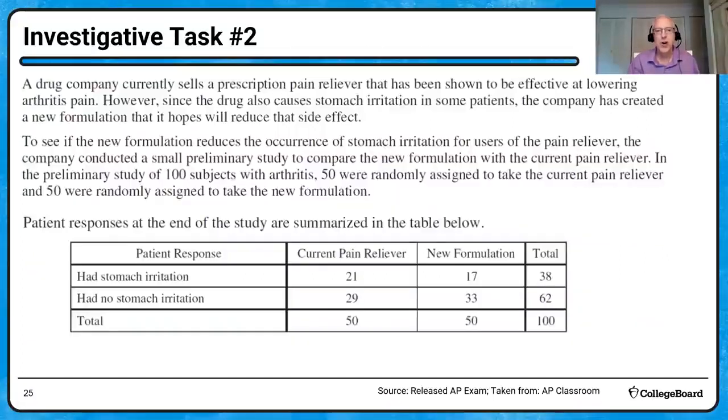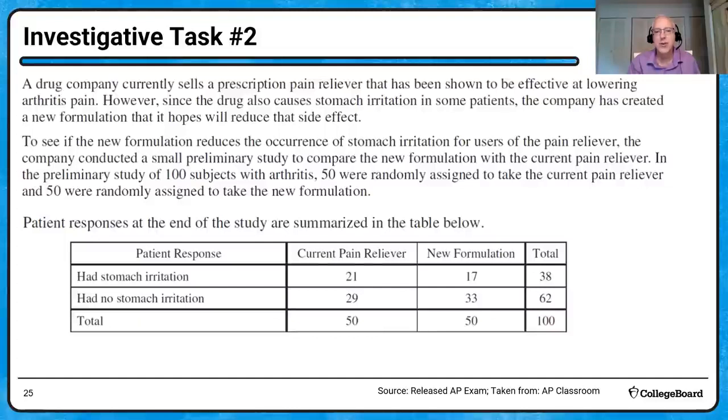Whew, we've done one. That was a lot. We're going to move on to our second investigative task that's going to take us into the inferential part of the course. This one says, a drug company currently sells a prescription pain reliever that has been shown to be effective at lowering arthritis pain.